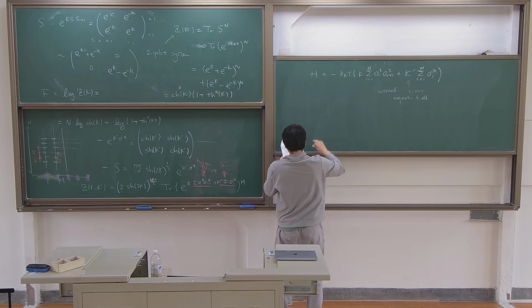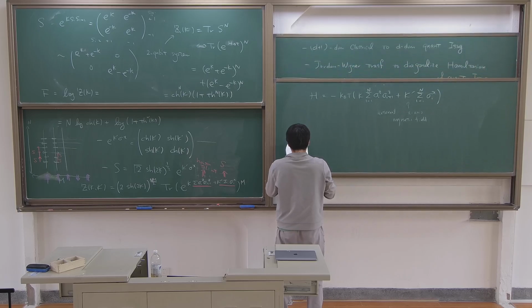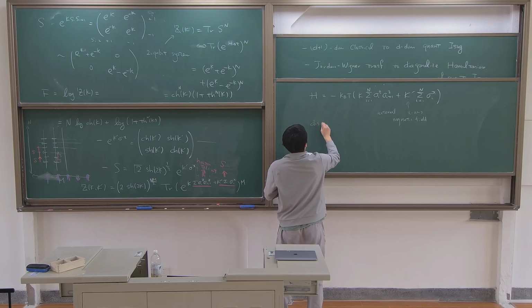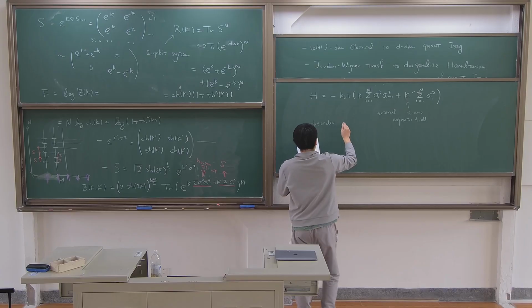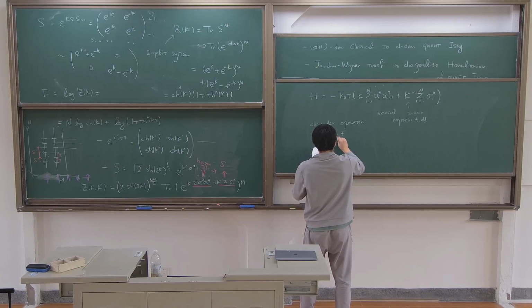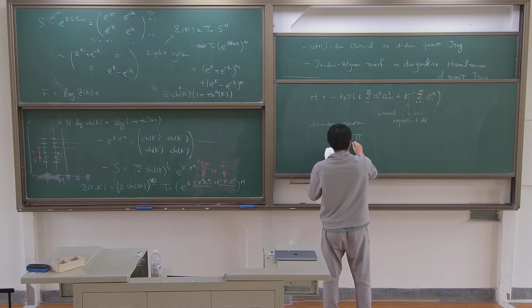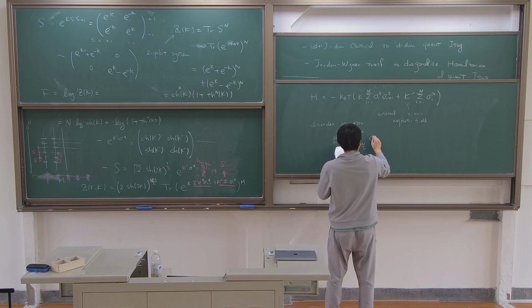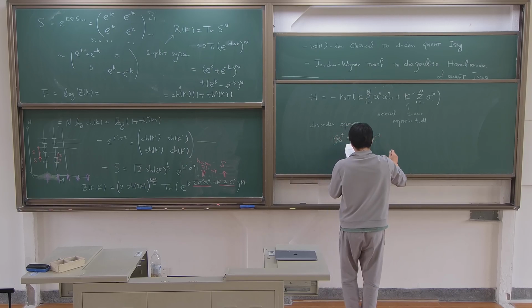Okay, so to understand this Hamiltonian, what we are going to do is as follows. We can understand Kramers-Wannier duality by introducing a disorder operator, mu, built from sigma i x, and mu n.